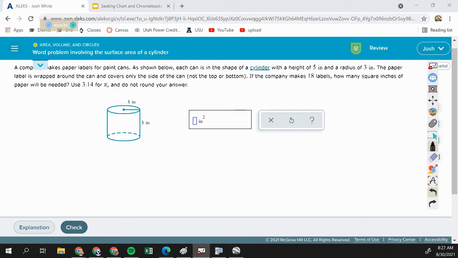So, a company makes paper labels for paint cans. As shown below, each can is the shape of a cylinder with a height of 5 inches and a radius of 3 inches. The paper label is wrapped around the can and covers only the side of the can, not the top or the bottom. If the company makes 18 labels, how many square inches of paper will be needed? So, is this an area or a volume problem?